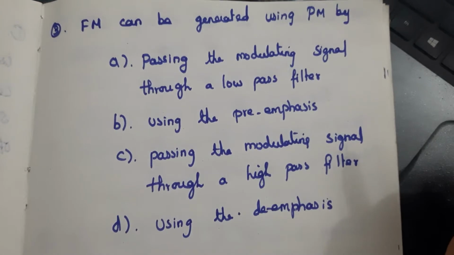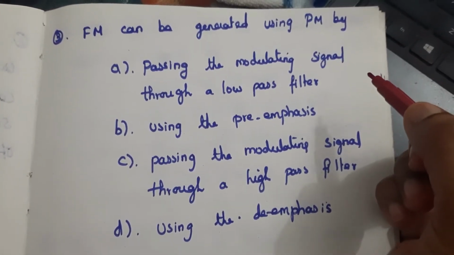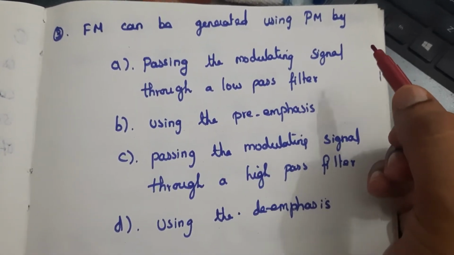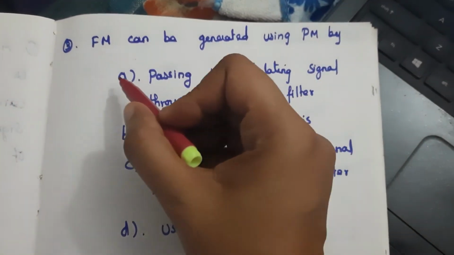FM can be generated using PM by passing the modulated signal through a low pass filter. So here the answer is A.